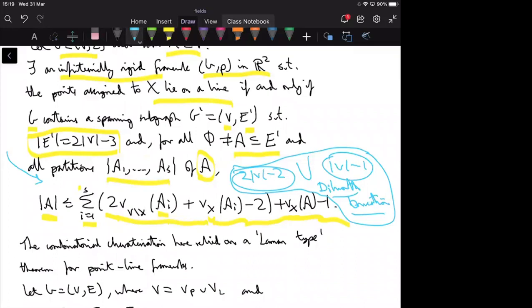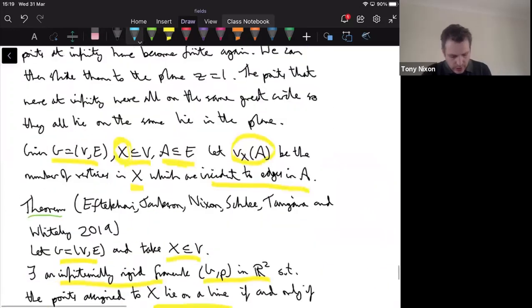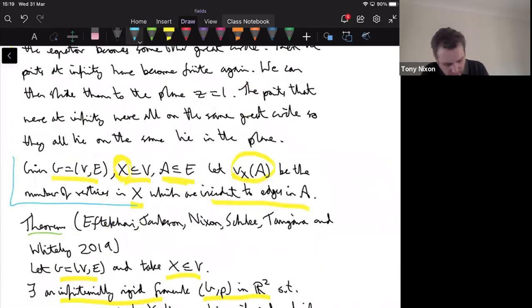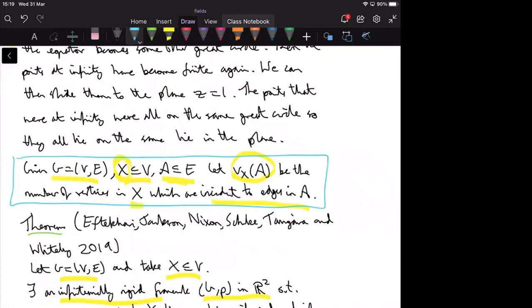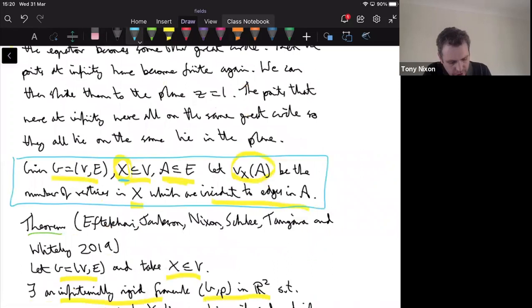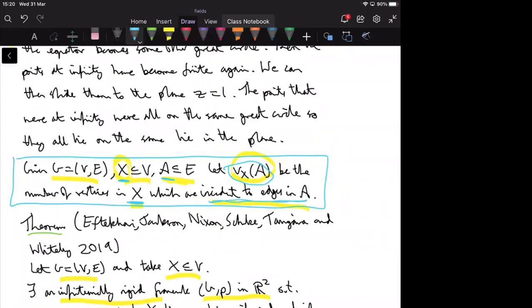Tony, sorry, it's Will. Could I just ask a quick question? What is the V sub X here? I missed it up here. So let me say it again. You take a subset of the vertex set and a subset of the edge set, and then V sub X of A for the relevant subsets is the number of vertices in X which are incident to edges in A. Thanks. Okay.